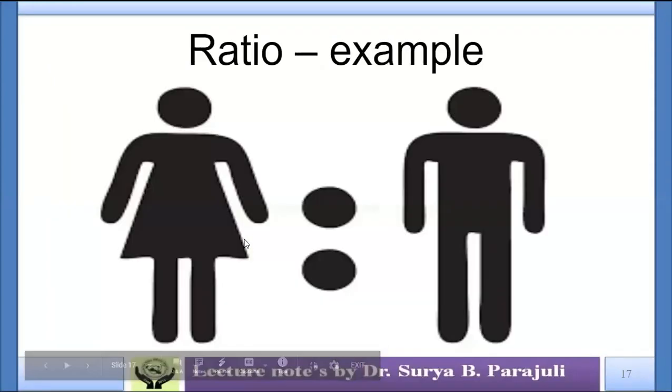This is called ratio. Male female ratio, it's easy. Within your batch, how many male, how many female students?